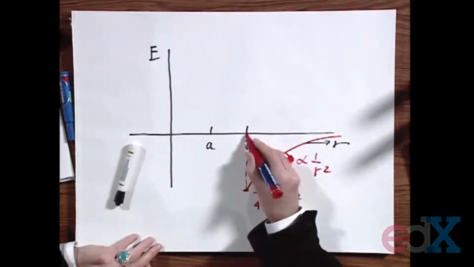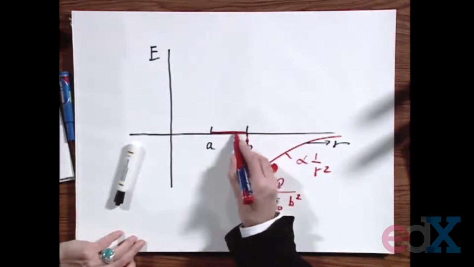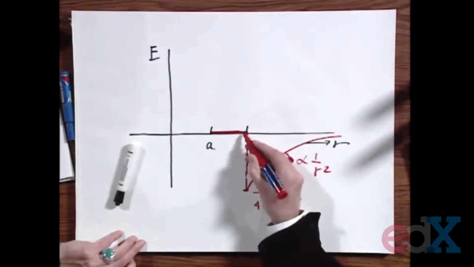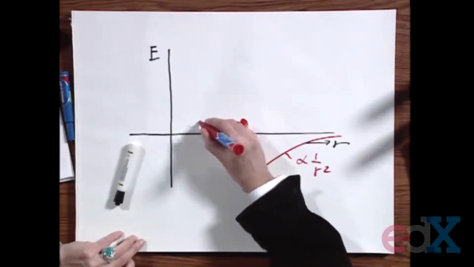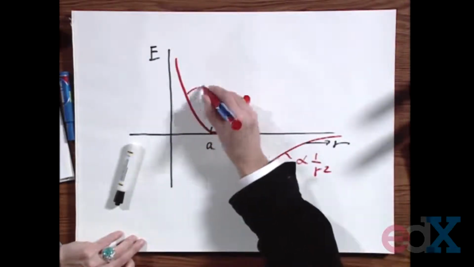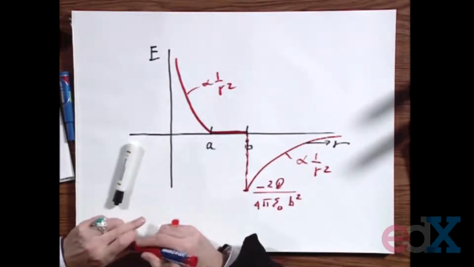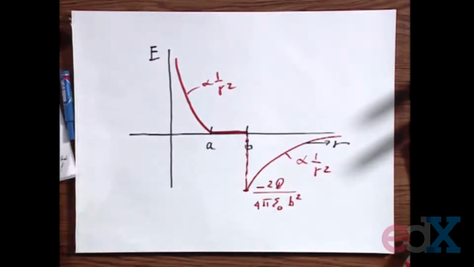Then inside the shell, inside the metal, there cannot be any E field, so it drops to 0. There's a discontinuity here. And then inside the cavity, it increases as 1 over r squared, and it goes here to infinity for r equals 0.